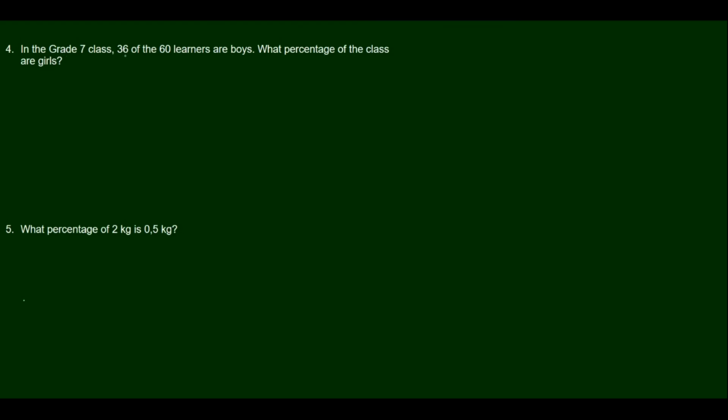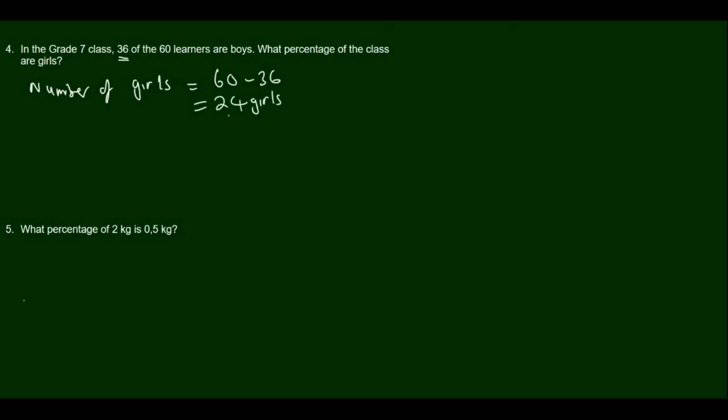So we have to find the number of girls first. So if we say number of girls is equal to 60 minus 36. And then what is 60 minus 36? That is 24. So it means we have 24 girls.